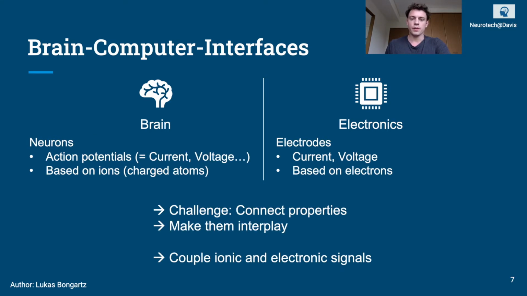Going to the microscopic level, we can say that the basis of the brain are the neurons. And those neurons communicate, as you know, by action potentials. Whereas electronic systems communicate by current and voltage. So, of course, action potentials are also, in a way, current and voltage, but the important difference is that the action potentials are based on ions, so charged atoms that are missing an electron or having an electron too much. But in electronics, current and voltage are given by electrons themselves. So there is a very important difference in how the brain and how electronics work.